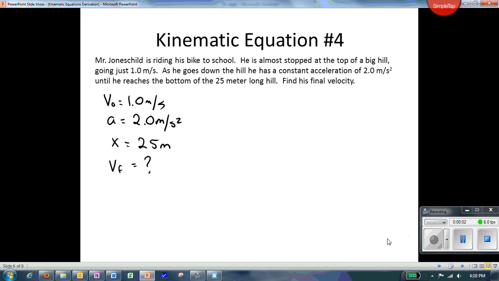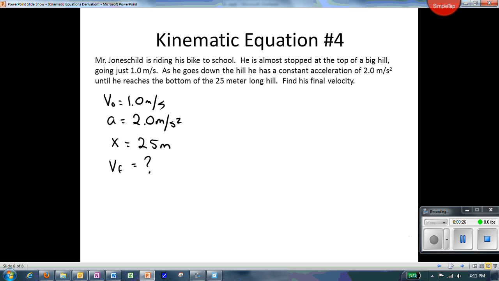This video will derive the fourth and final kinematic equation. So let's again start with the problem. Mr. Joneschild is riding his bike to school. He is almost stopped at the top of a big hill, going just 1.0 meters per second. As he goes down the hill, he has a constant acceleration of 2.0 meters per second squared until he reaches the bottom of the 25-meter long hill.